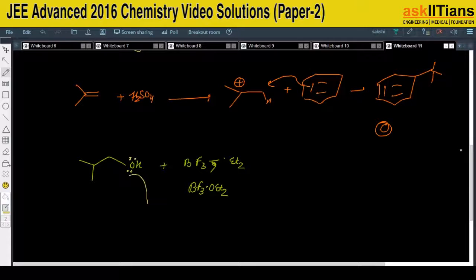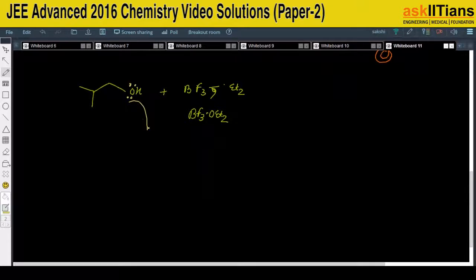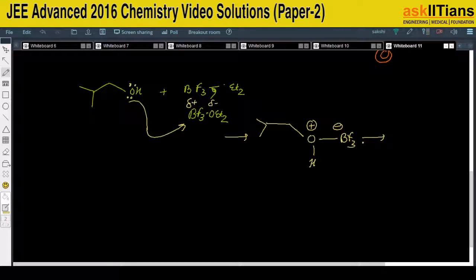So there will be an attack by the negative terminal to the positive terminal, and if the attack occurs like this, and you should know this thing that this should be delta plus and OEt2 should be delta minus. So the product that you will be getting will be something like this. You have OH with a positive sign and BF3 with a minus sign, and OEt2 will go away as another solvent. Now what happens in this case?